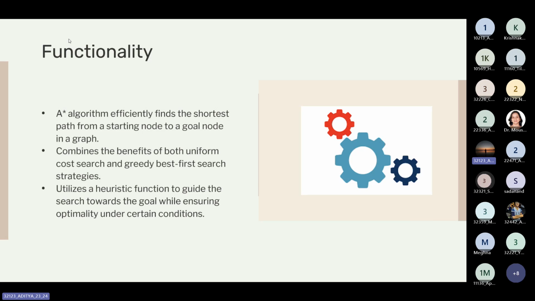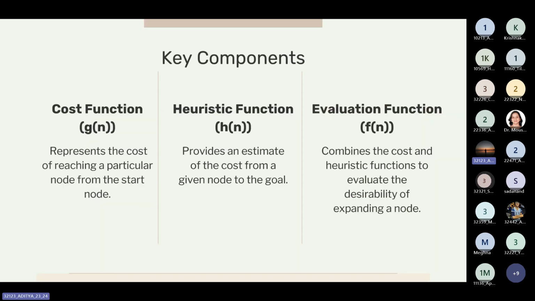Now, these are a bit complicated to understand, but it will be more clear when I give you the demo through Unity, which I have prepared. Now, what are the key components of the A-star algorithm? The A-star algorithm uses two functions. First is the cost function g of n, and then the heuristic function h of n.